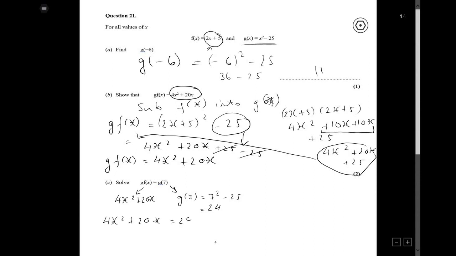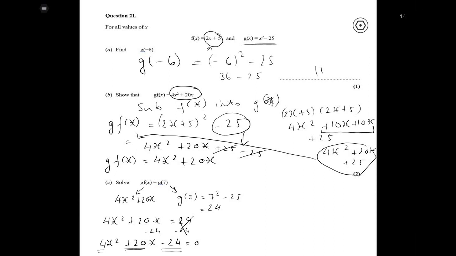Now, to solve a quadratic equation, I have to make it equal to 0. So I take away 24 on both sides. They cancel out. So I've got 4x squared plus 20x minus 24 equals 0. Now what I can do is look at all my terms, and I see that all of the coefficients, so the numbers in front of the unknowns, are divisible by 4. So to make life slightly less of a living hell for myself, I'm just going to divide everything by 4.